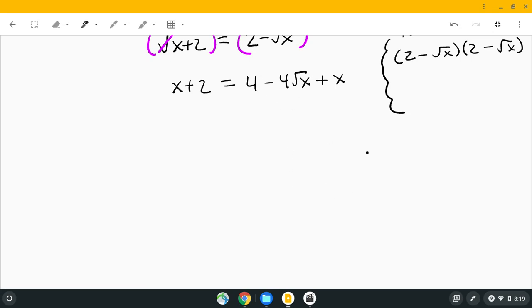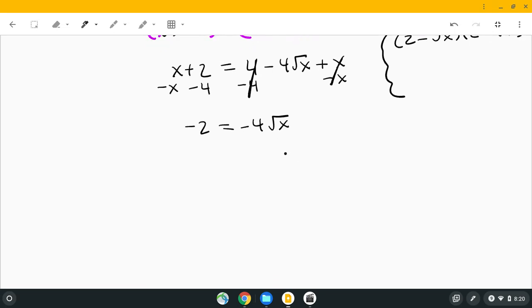So I need to get this by itself. I'm going to subtract 4 on both sides, and I'm also going to subtract x on both sides, because I'm trying to isolate this. I've got to get rid of these guys. I'm subtracting x on both sides, so that works out nicely. Here I end up with -2 equals -4 square root x.